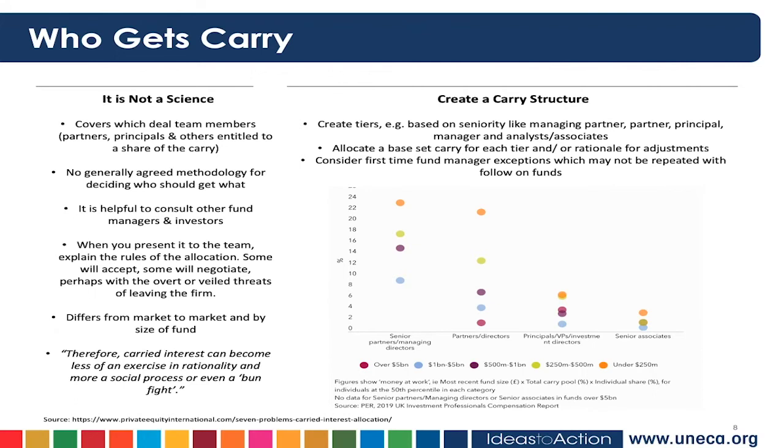So if you look at the chart in the bottom right, and the source here is the private equity review from 2019 on the UK side, you get a sense of what the carry allocation looks like based on level, whether you're senior partners, a partner, a director, a principal, or a senior associate. And you will see that regardless of the size of fund, the more junior you are, the less carry that you have.